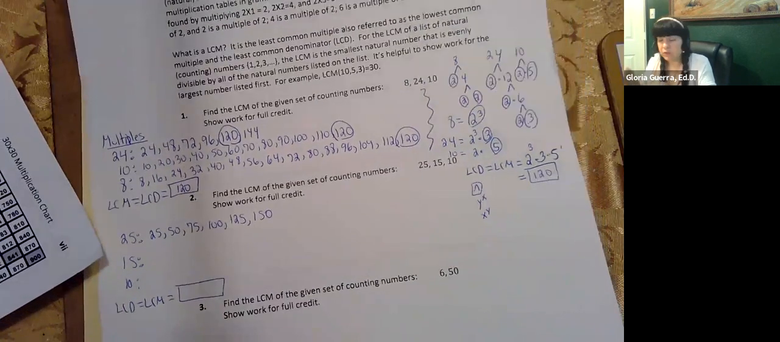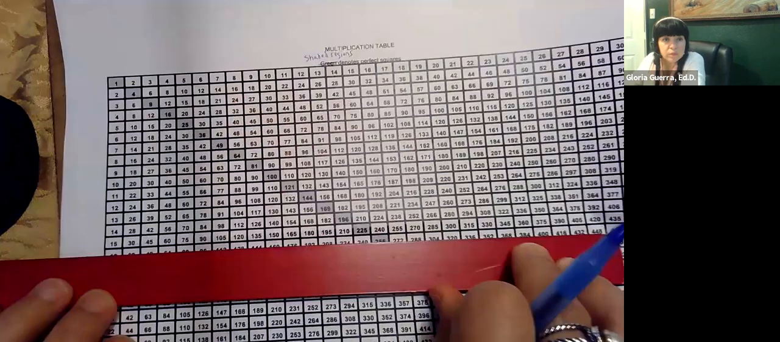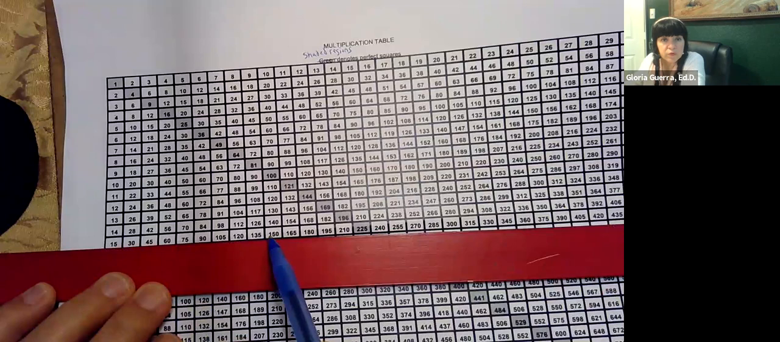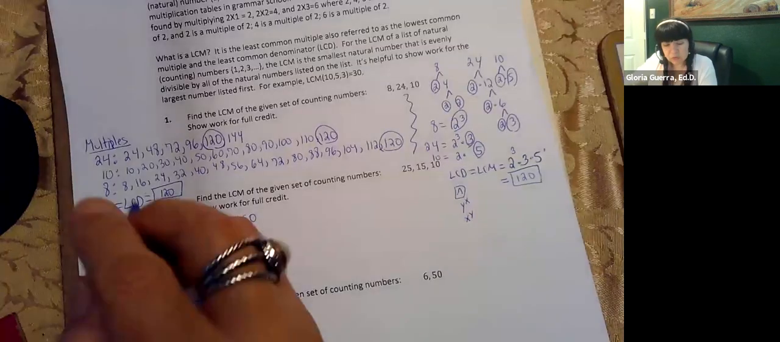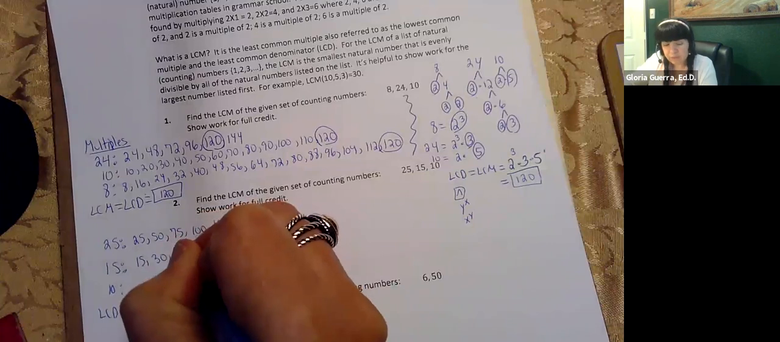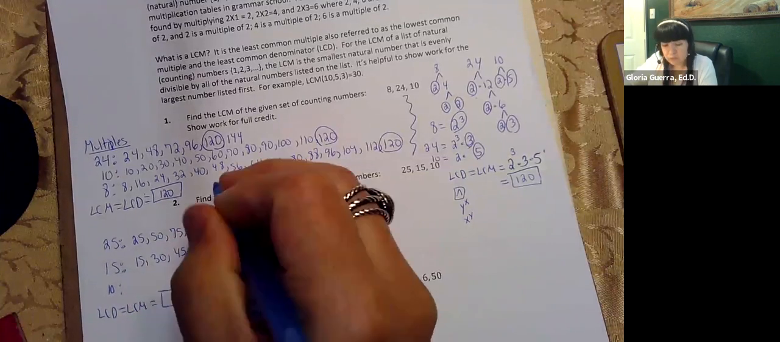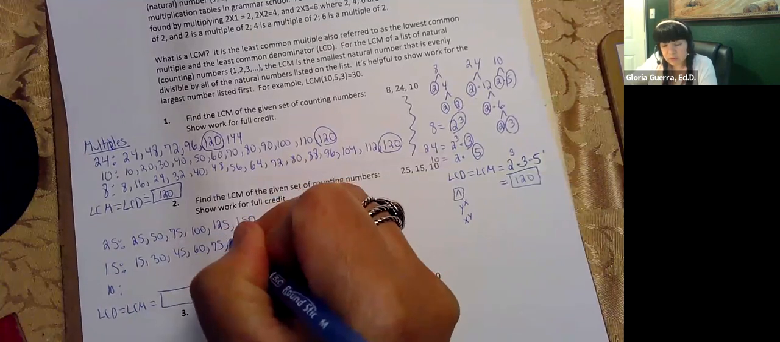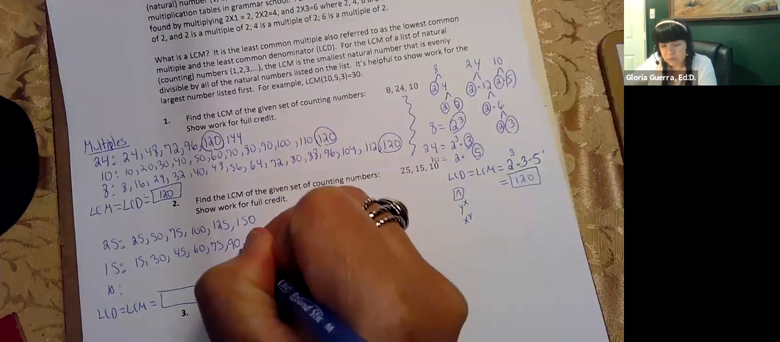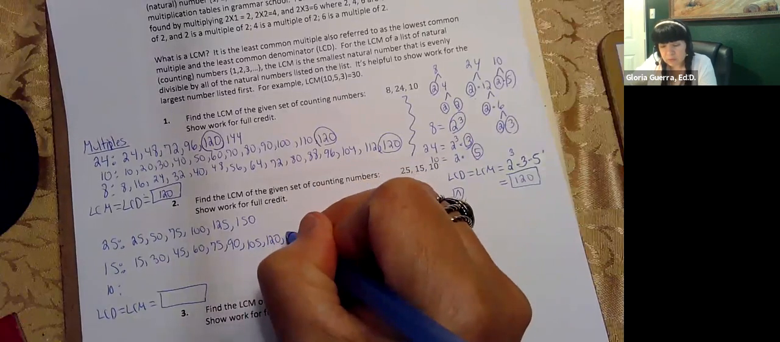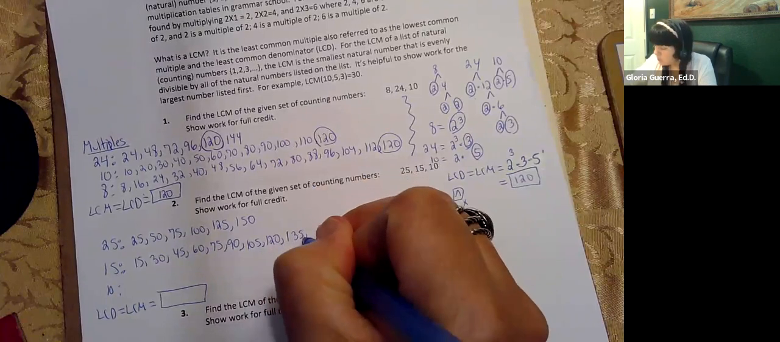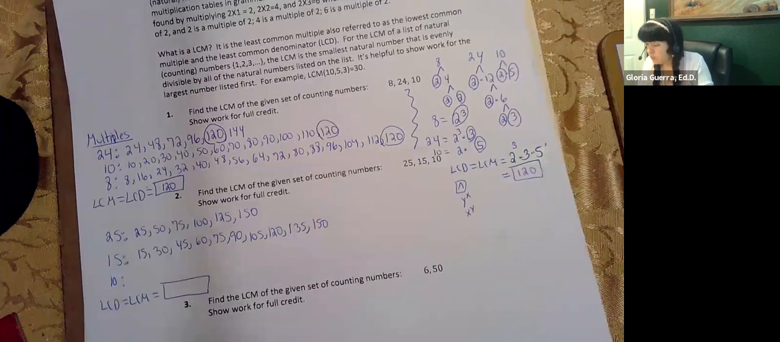Okay, and now do the same, look at 15, the list of 15. For 15, take it all the way over here to 150, see that? I'm going to list those multiples. 15 times 1 is 15, 15 times 2 is 30, 15 times 3 is 45, 15 times 4 is 60, 15 times 5 is 75, 15 times 6 is 90, 15 times 7 is 105, 15 times 8 is 120, 15 times 9 is 135, 15 times 10 is 150. And now I'm going to do 10.